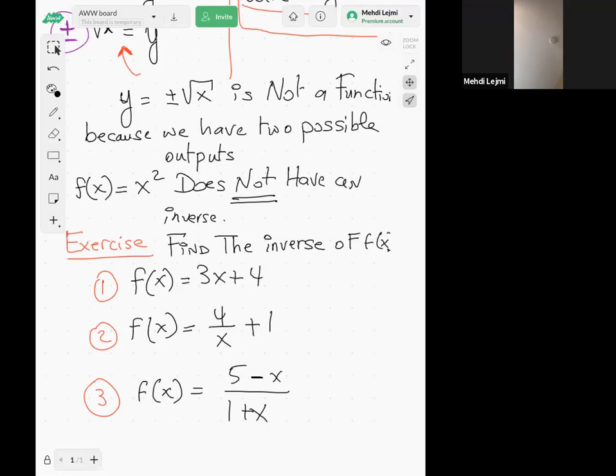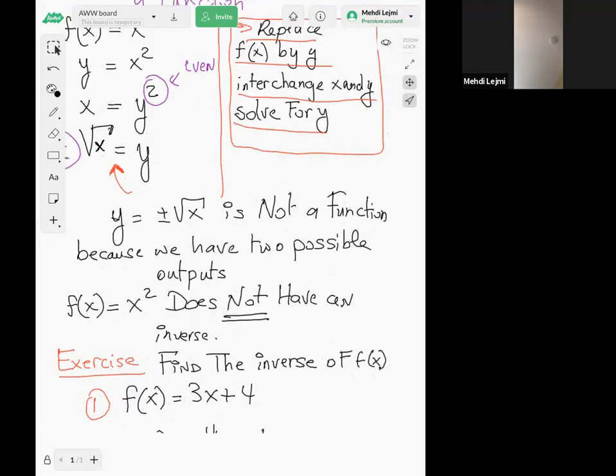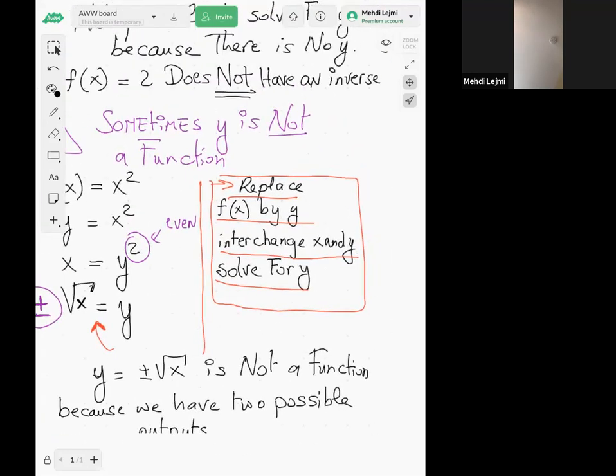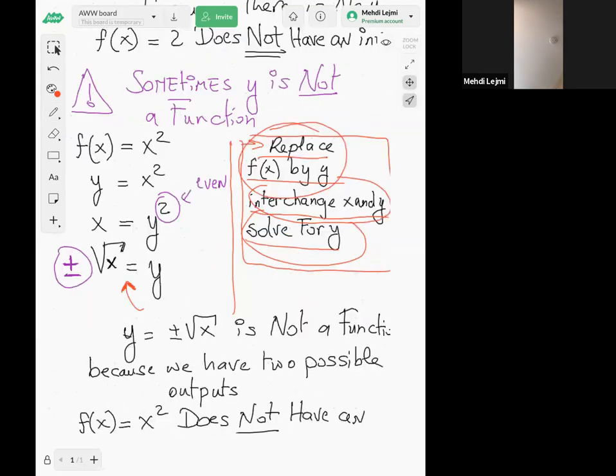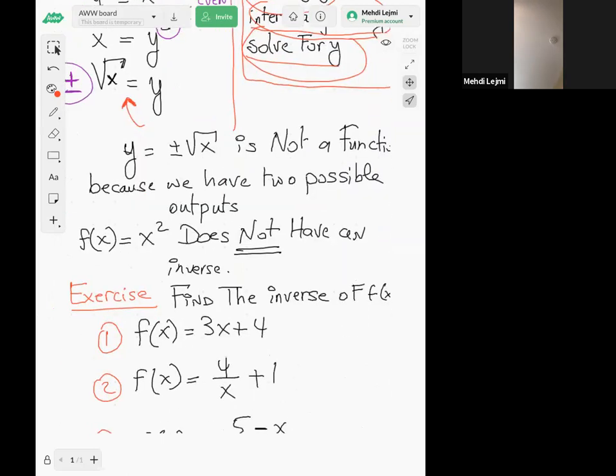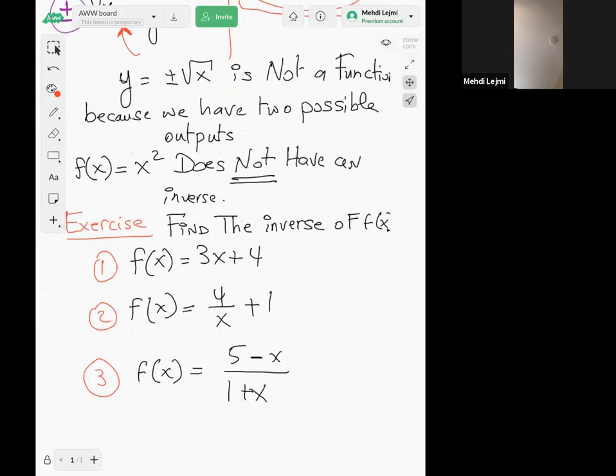So number 1, your answer again. The steps, guys. If you missed any part of the lecture, the steps you need to know are here again. The first step: replace f by y, interchange x and y, and then you solve for y. Those are the steps. And so what I'm saying is probably number 3 is kind of tricky. You need to think a little bit about it.